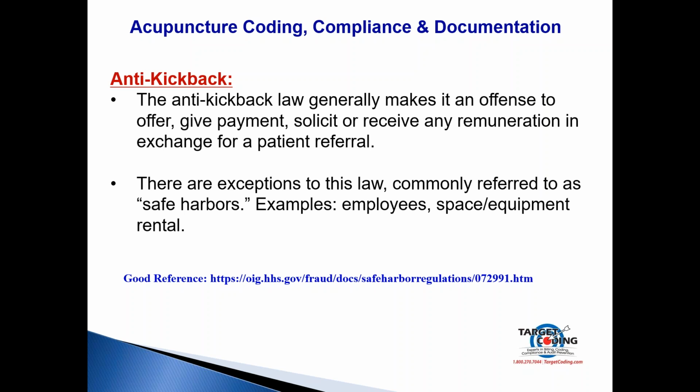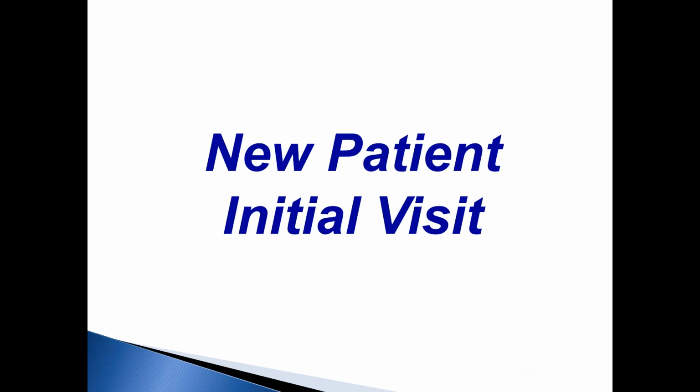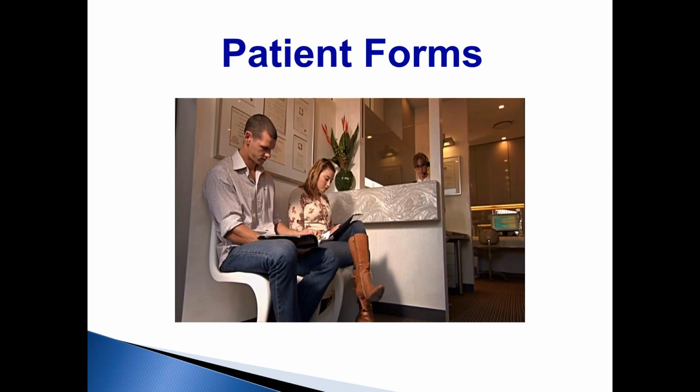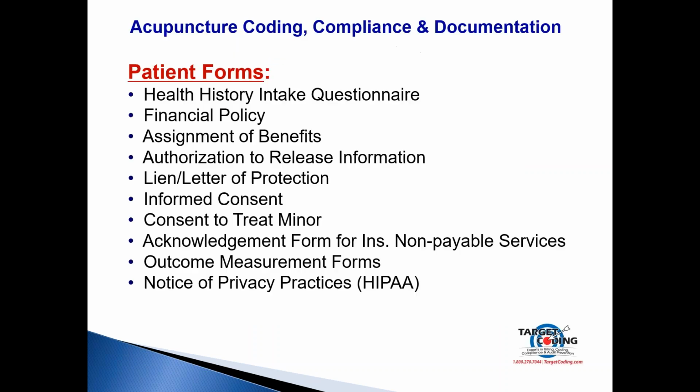All right, so now let's get into a brand new patient. So a brand new patient comes into the office for acupuncture. There are forms that the patient needs to fill out. For example, health history form, financial policy form, assignment of benefits, authorization to release information, consent to treat minor, a whole bunch of forms.